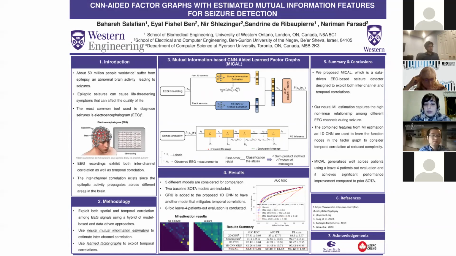In order to evaluate the performance of our algorithm, we measure three performance parameters. We also consider 5 different models for the comparison: 2 baseline state-of-the-art models, as well as adding a GRU to our proposed 1D CNN in order to have another model that can capture temporal correlation. And to have generalizability, we use 6-fold leave-one-patient-out evaluation. As you can see in the results section, our MICAL algorithm shows the best performance compared to the other 4 models.